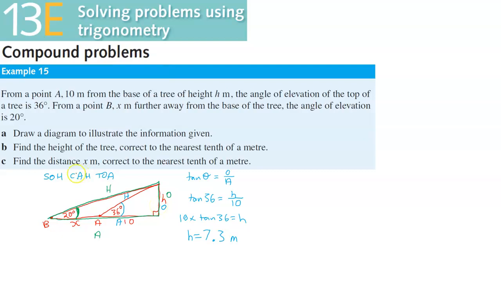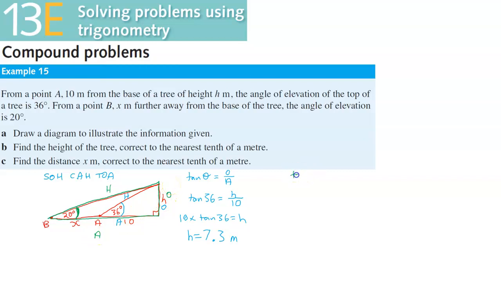Now, I've got my SOHCAHTOA already. I want this distance x. Now, I can't find the distance x using this triangle here because this isn't a right-angled triangle, and I don't know how to use trigonometry in non-right-angled triangles. So that's why I'm using this bigger right-angled triangle. I know the height of my tree. I know that this length from B to the base of the tree is x plus 10. So I've got my adjacent and I've got my opposite.